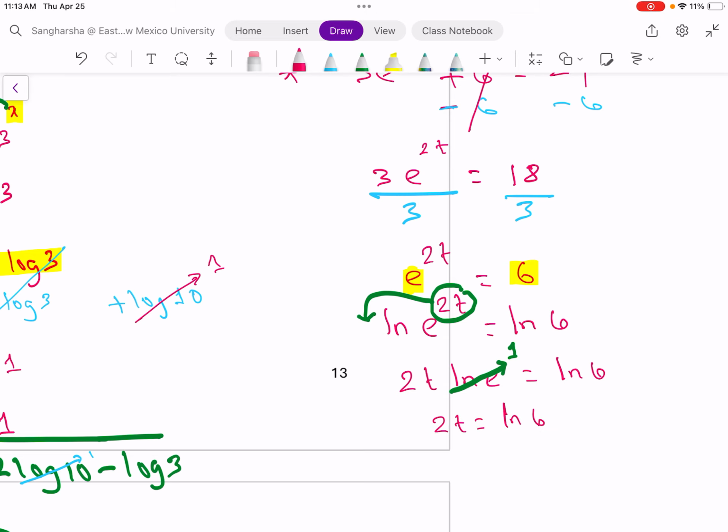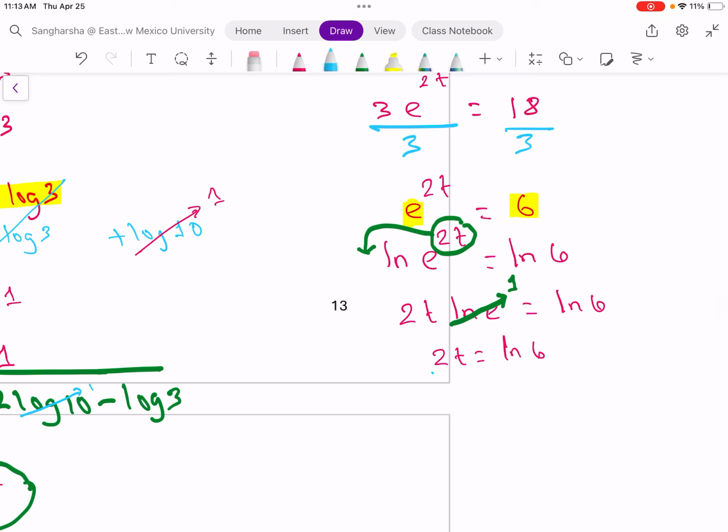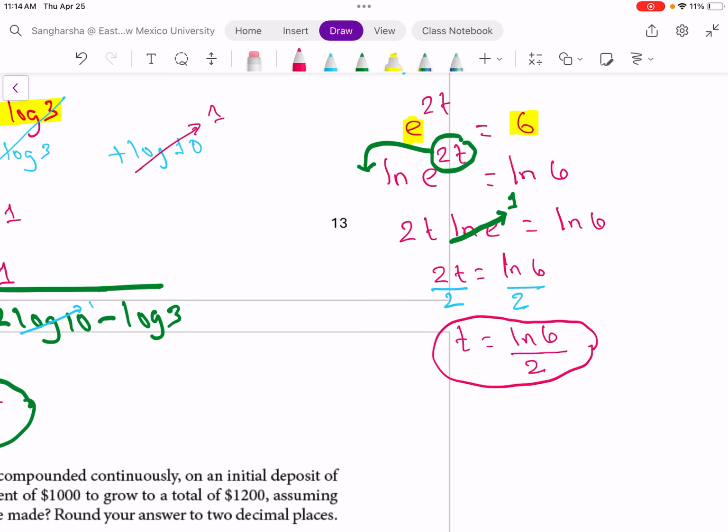Now we need to get rid of 2, so we divide both sides by 2. And we know t is ln of 6 divided by 2. This is our final answer. Do not divide 6 by 2. ln of 6 is just one number, so you are not writing ln of 6 divided by 2 as ln of 3. That's not correct. If you use your calculator and divide ln of 6 by 2, you get one decimal number, and you can just leave this as your final answer.